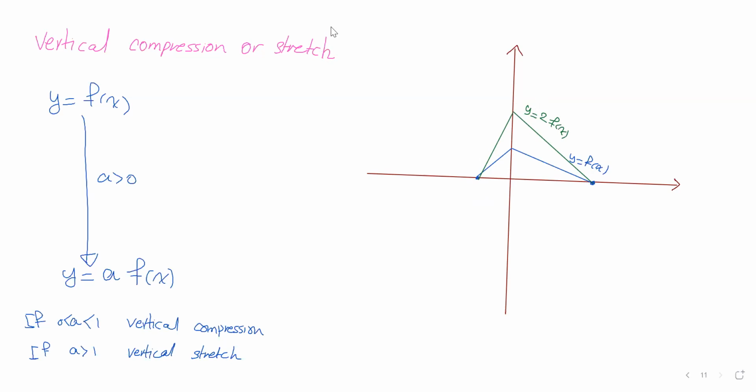So if it's less than 1, for example, let's say 1/3 f of x, let's do it another color. So you're basically compressing it, right? So roughly speaking, it's going to be like this. So this is the graph of y equal to 1/3 f of x. You are compressing it, right? Is it clear, everyone?